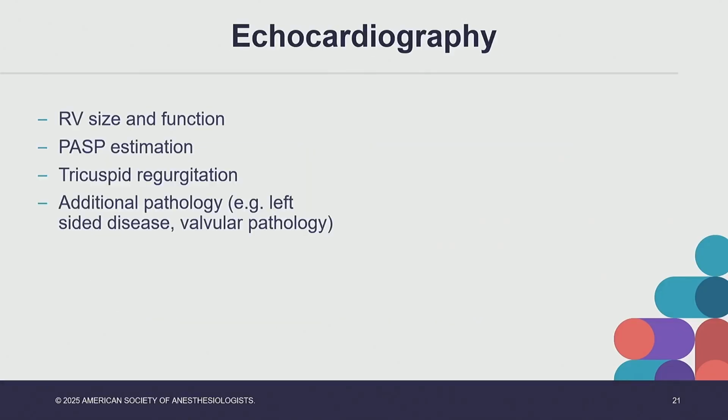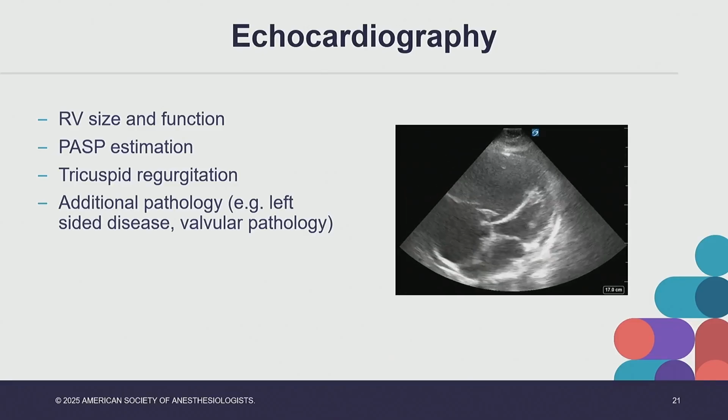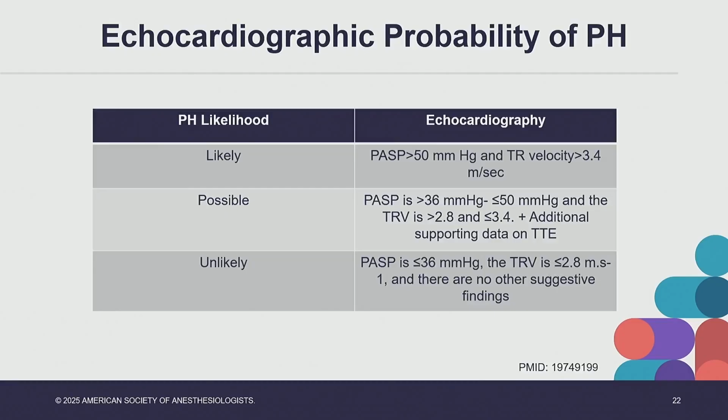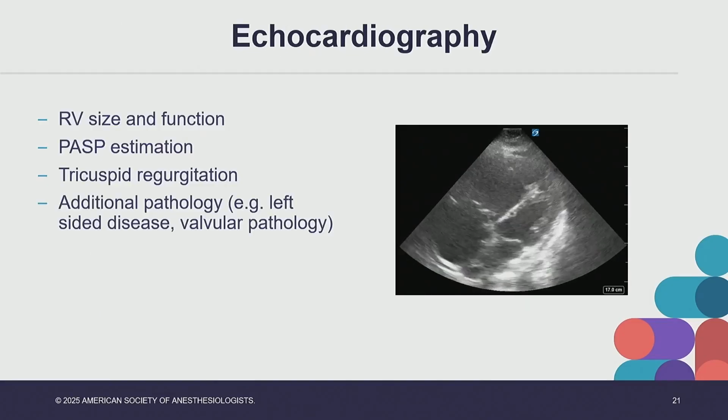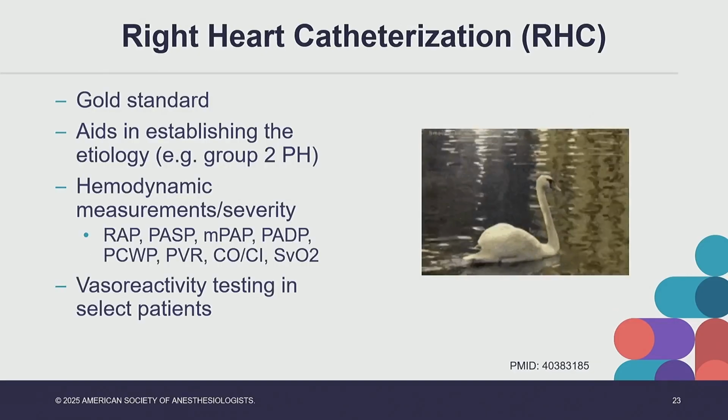Echocardiography is very essential. By no means is it a diagnostic test. It's a screening test. What you want to do is screen and assess the RV size and function, and the presence of TR. If there's a TR present, it can help you estimate pulmonary arterial systolic pressure. And you want to also look for additional pathologies such as left-sided valve disease or left-sided cardiac disease or pericardial effusion. Echocardiography can also help you understand which patient is likely to have pulmonary hypertension versus the one who probably doesn't have it, based on the estimated PASP.